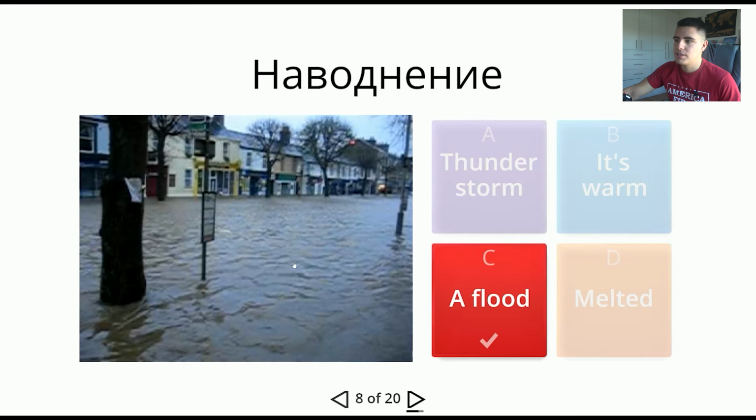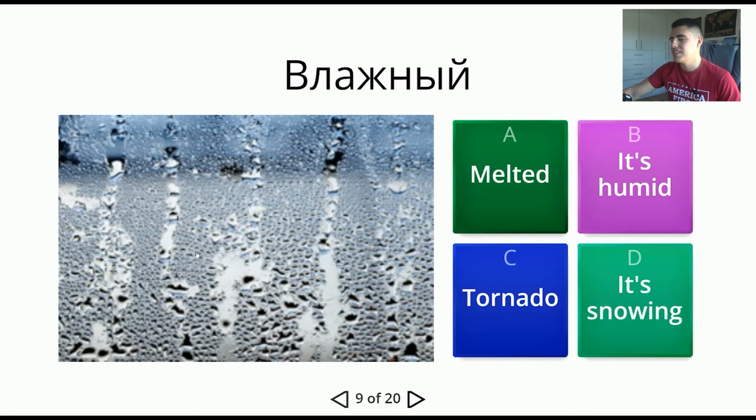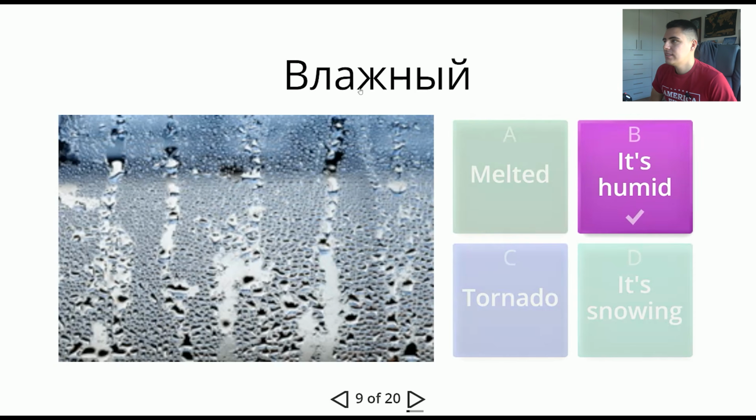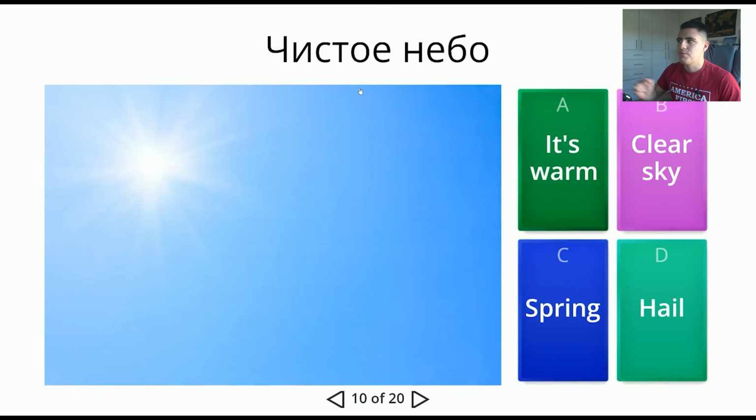The next photo is humid. It's not tornado. It's not melted either. It's humid. Yeah, humid. Clear sky. So we know "nebo" is sky. We know "chisto" is clean or clear. So yeah, clear sky. Clear sky.